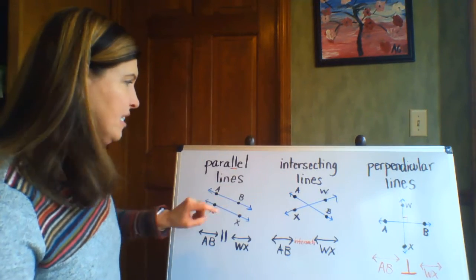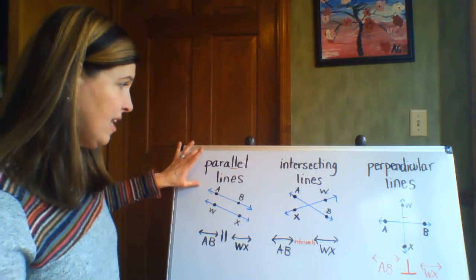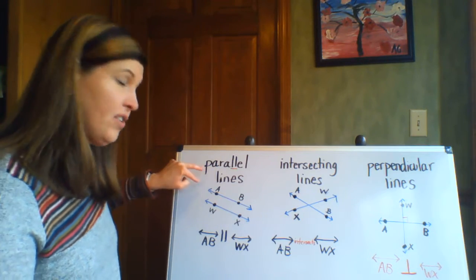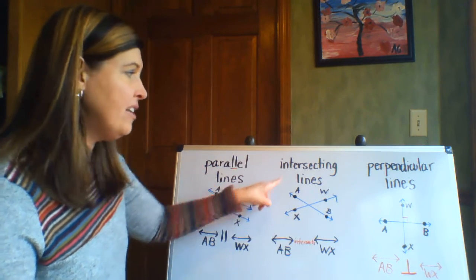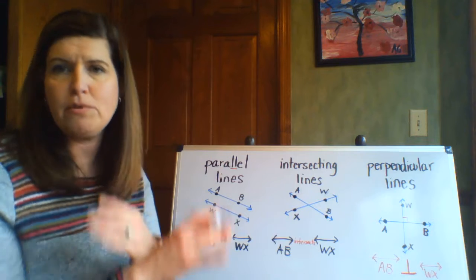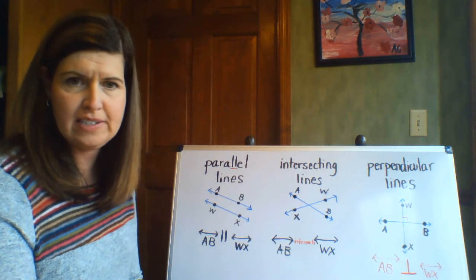What I really want you to focus on today is that parallel lines are two lines that never end up crossing, and intersecting lines are lines that end up crossing each other at some point.